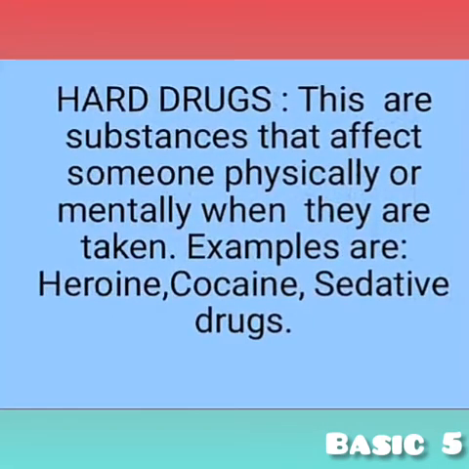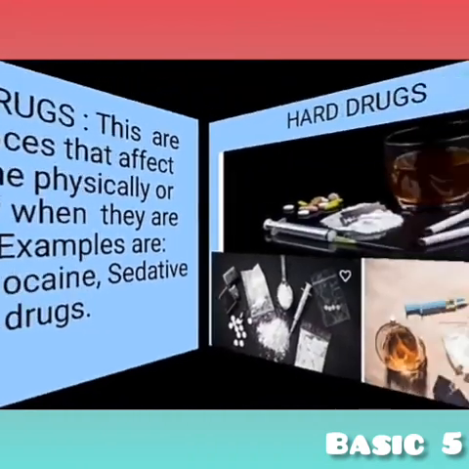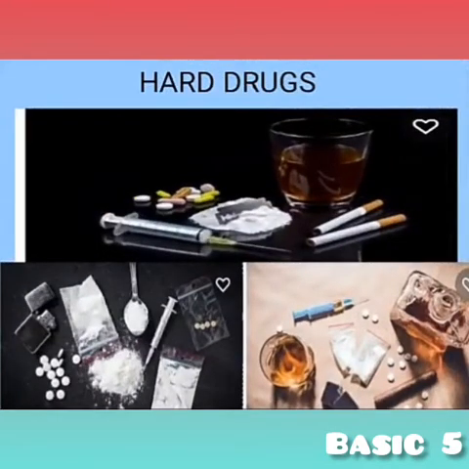Hard drugs. What do we mean by hard drugs? These are substances that affect someone physically or mentally when they are taken. Examples are heroin, cocaine, sedative drugs, etc. These kinds of drugs are not meant to be taken by children or people. They have their own function, not in your body, but for some other thing.